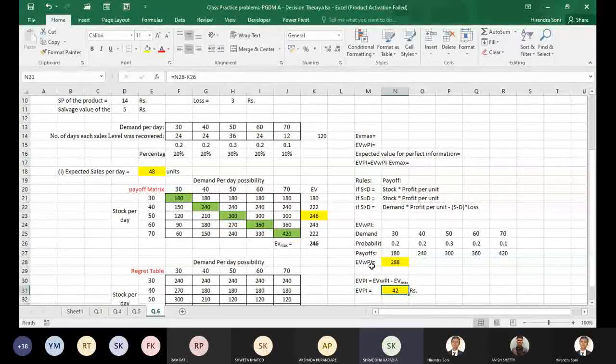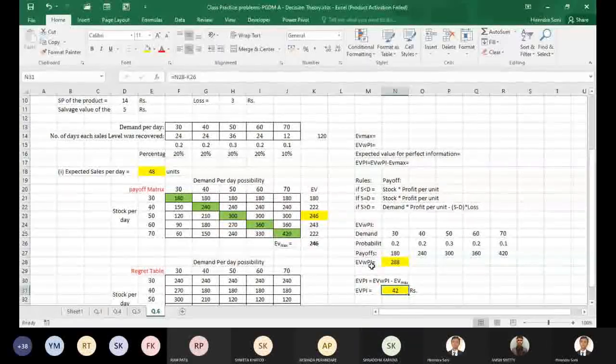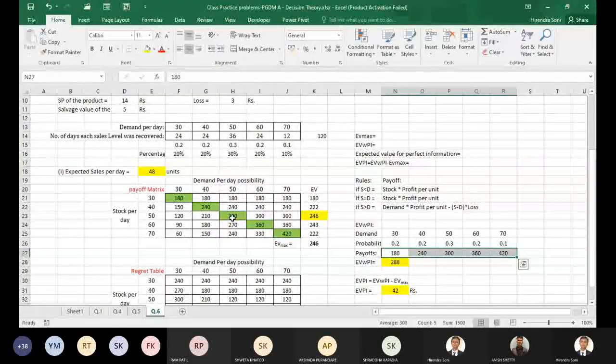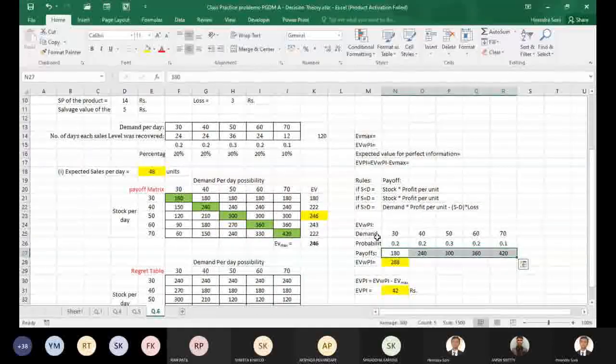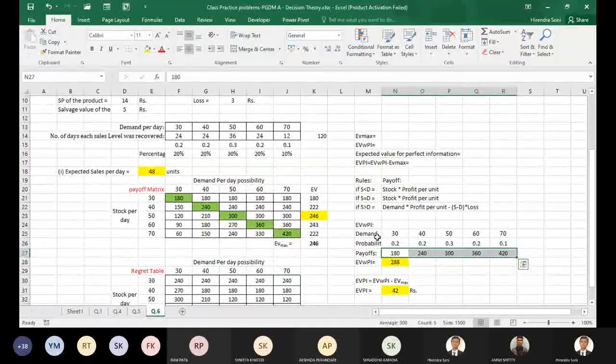So I didn't understand, like, why did we take 180, 240, 300, 360 and all? Okay, this one you are talking about? Yes, sir. Okay, I am saying when I have perfect information, that means I know how much will be sold. If someone gives me perfect information, what is the maximum that I will be able to earn?